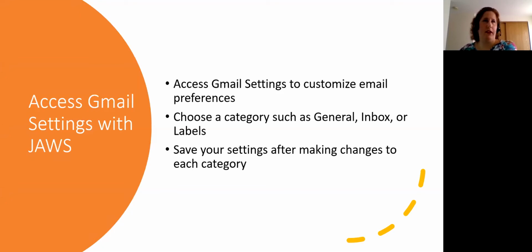All right, so you can set your preferences in Gmail by accessing the settings. In your inbox, you can go to settings. You can choose from categories such as general, inbox, or labels. There are a lot more categories as well. And each time that you make a change in a category, you'll want to save your settings. So we're going to review some steps now for navigating the settings in Gmail.